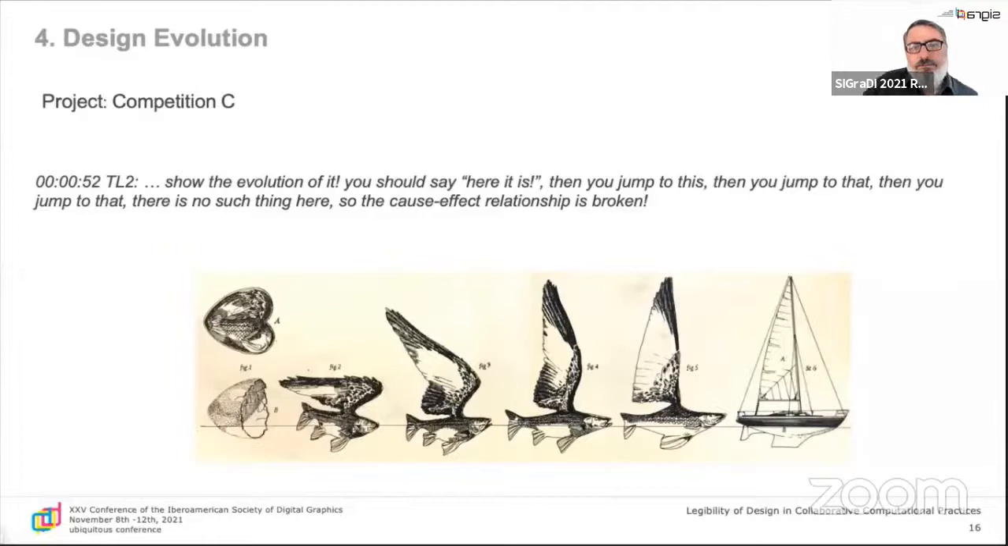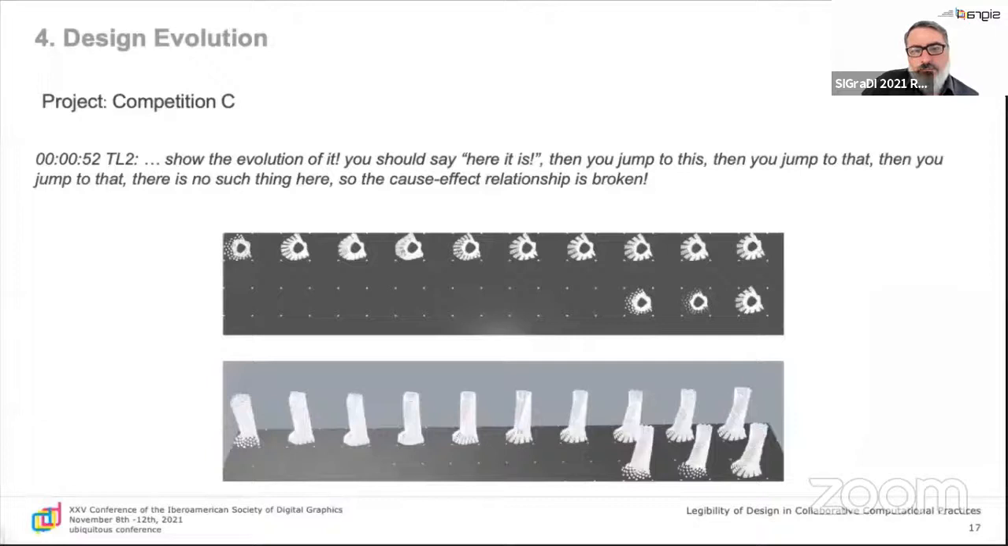So the coders created multiple alternatives, but were not successful for the team leaders due to the absence of a legible evolutionary process. At the end, one of the processes led to a proposal that you can see in the figure, which was found successful in demonstrating the evolutionary process of the form.